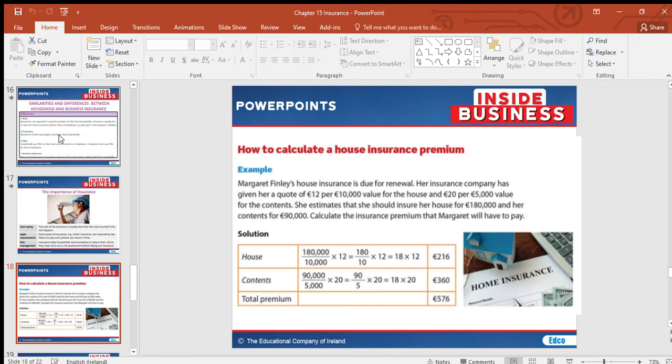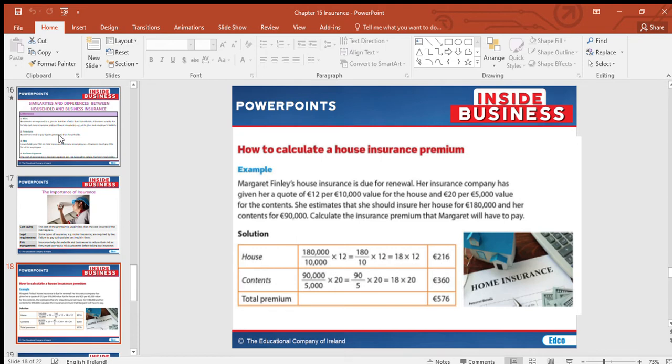But for every 5,000 euro of contents valuation, she'll pay 20 euro. But her total contents are 90,000 euro. They're not 5,000, so she's not going to pay 20. She's going to pay many more times that. How do we figure out how much she's to pay for insurance?